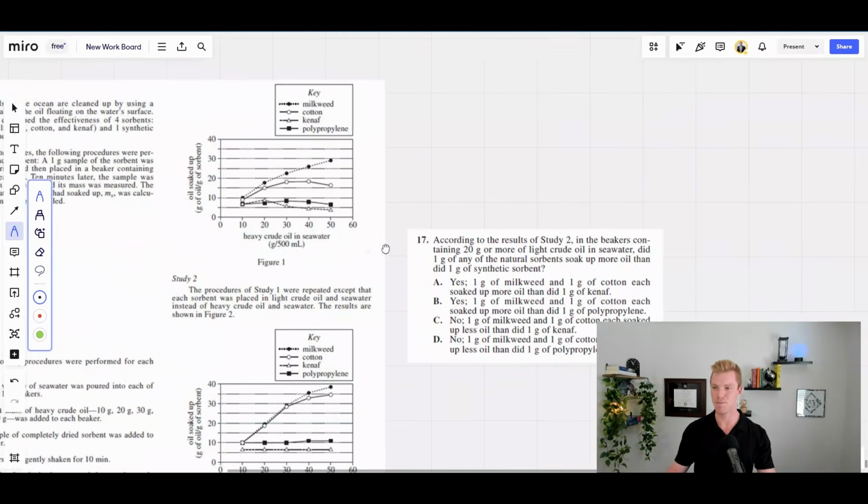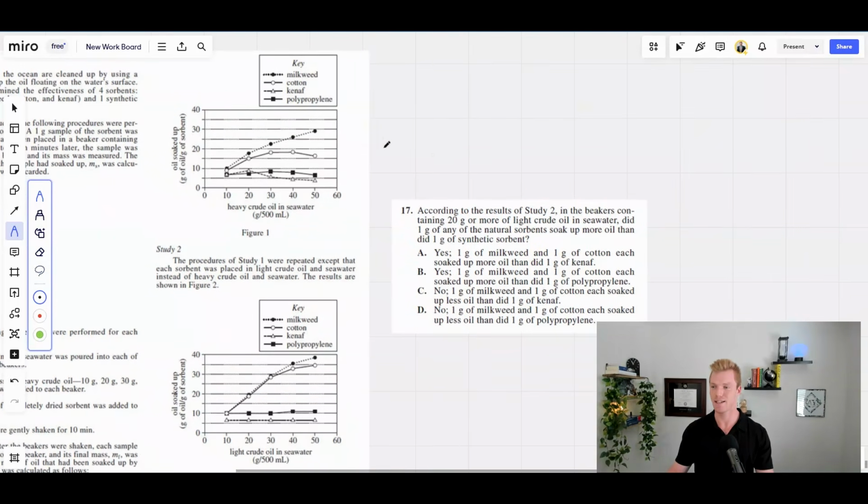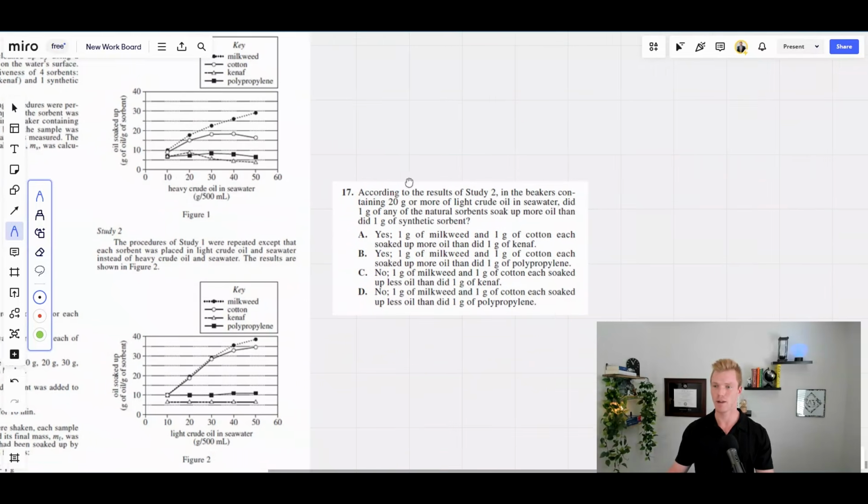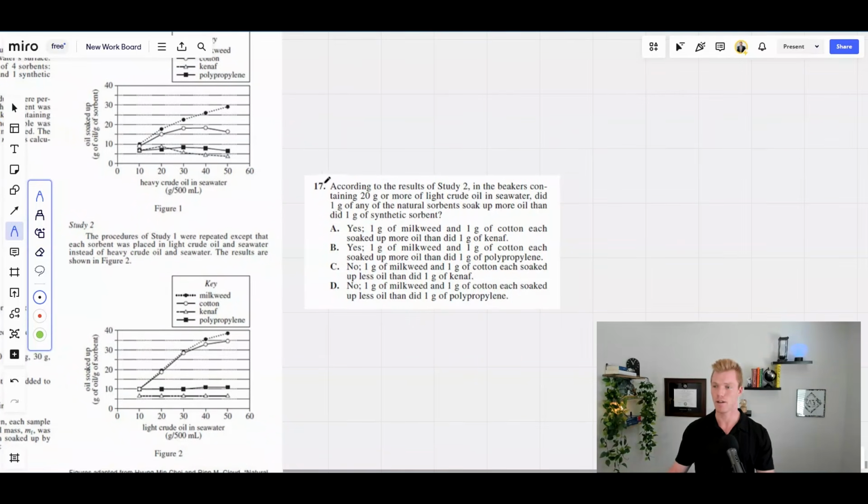The other ones actually didn't happen to say yes and no, but either way, we can go through one more example here. According to the results of study 2, in the beakers containing 20 grams or more of light crude oil and seawater, did 1 gram of any natural sorbents soak up more oil than did 1 gram of synthetic sorbent? And here the options are 1 gram of milkweed and cotton soaked up more oil than kanaf.